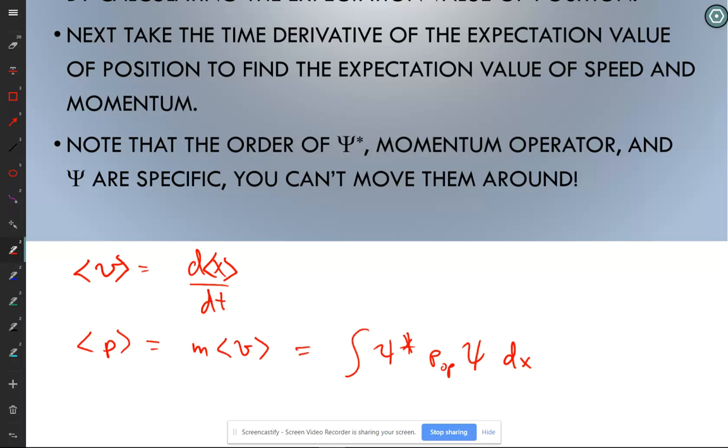So we have to go through the steps. We have to find what the derivative of the expectation value of position is.